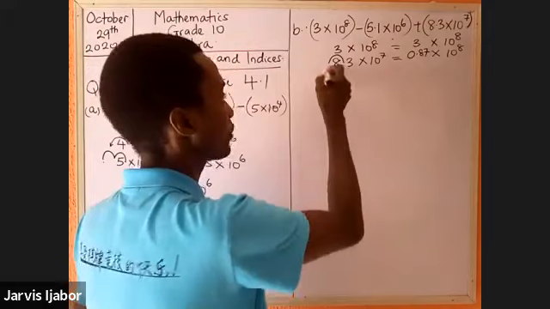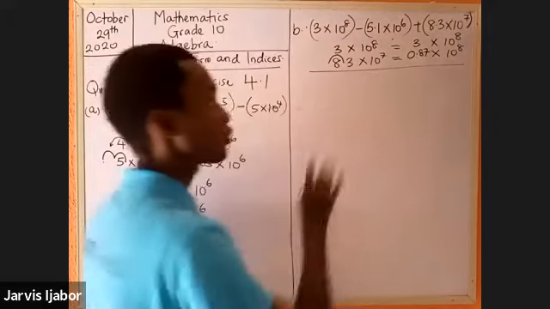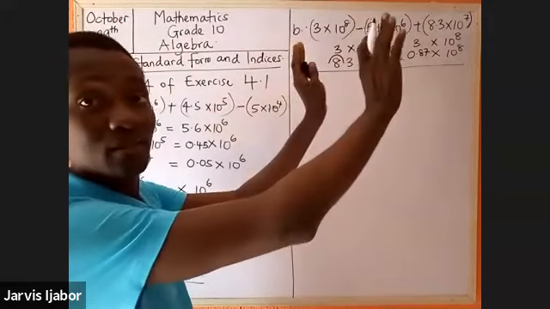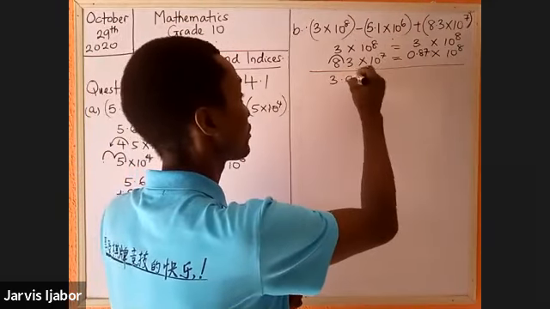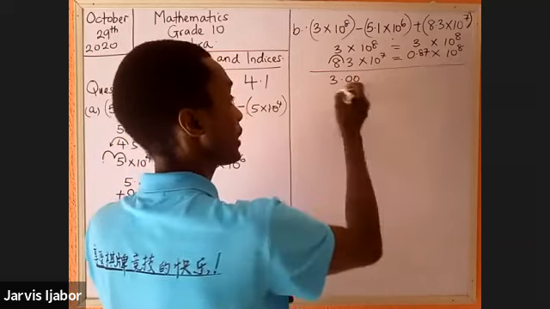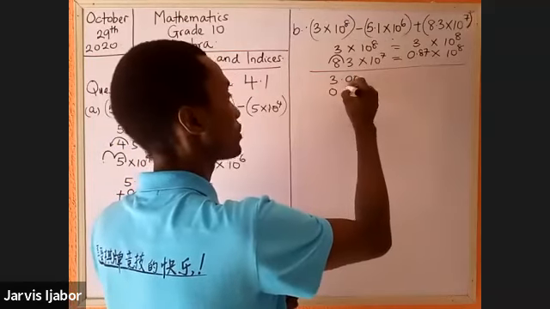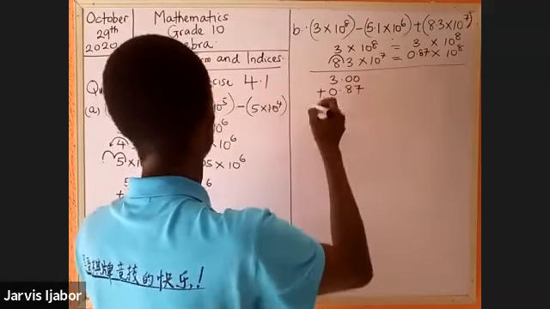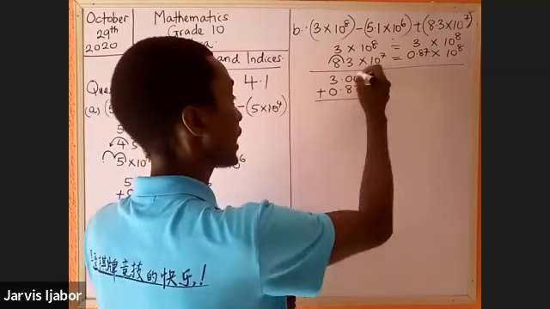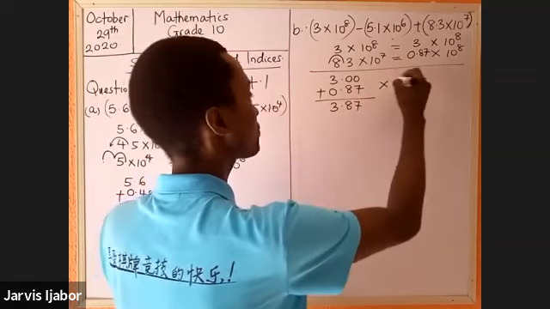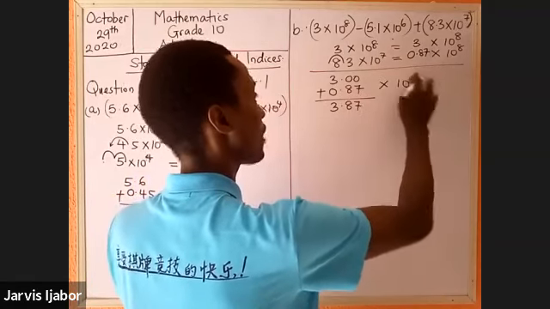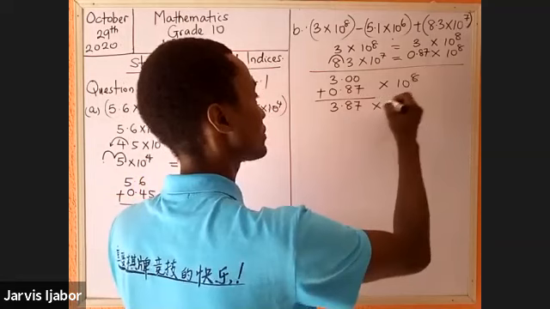So having done that, I will now add it up. I'm going to rule that line, meaning that I've taken care of that observation. Then I'll come to this line. It will be 3.00 because I have 2 decimal places here, plus 0.87. I put my plus sign there, and then I'll add it up. This will give me 3.87. Now just put times 10 to the power of 8.